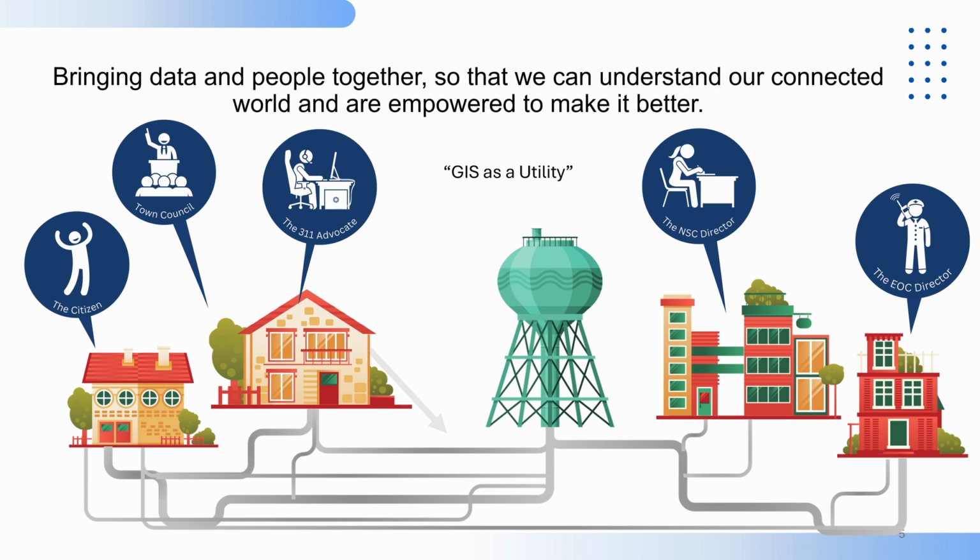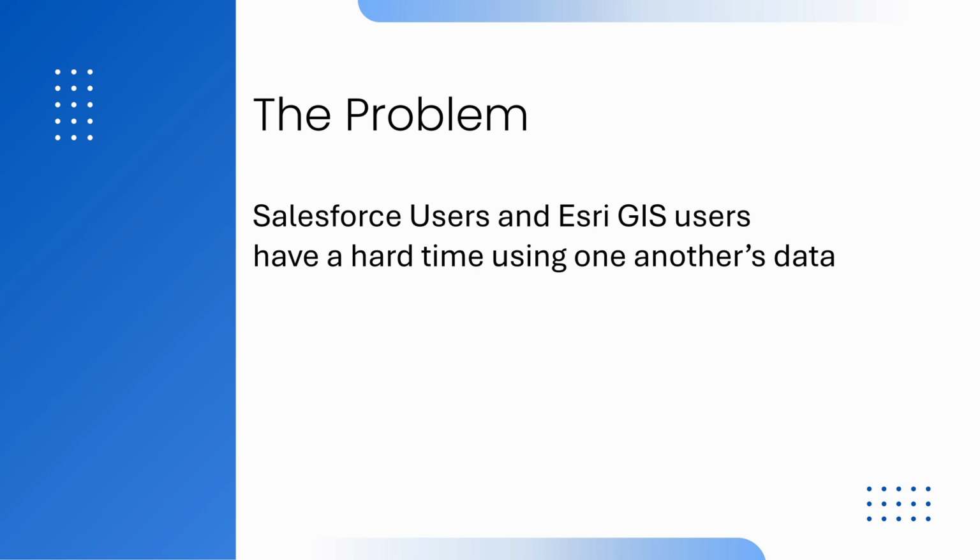And those little bubbles are who you're working for. The civic infrastructure of the future, the Salesforce and GIS and other information systems, should be useful for the EOC director, the town council, the 311 citizen advocate. So that's the overall goal. And so the problem is a simple problem: between the two of these platforms that represent a lot of the business processes in the town, they have a hard time using one another's data.